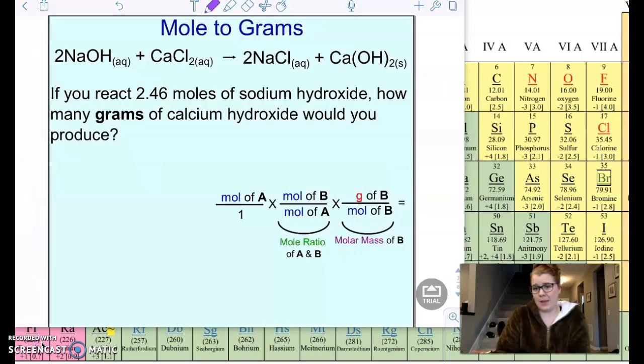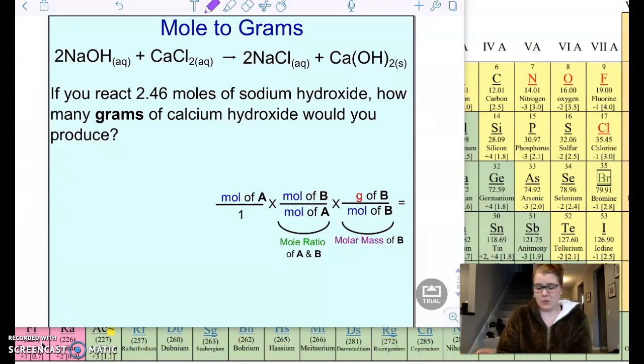So in a typical stoichiometry problem, basically I'm going to give you a value and I'm going to ask you to convert that value to something else. So for example, if you react 2.46 moles of sodium hydroxide, how many grams of calcium hydroxide would you produce? So again, using those conversions that we just reviewed, we can answer any type of question like this.